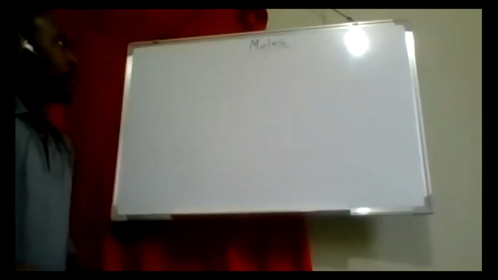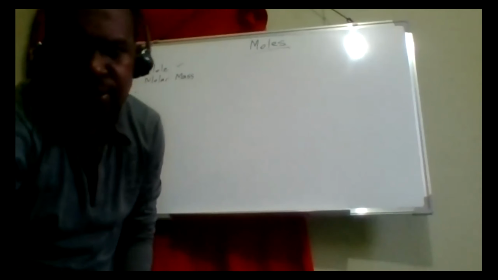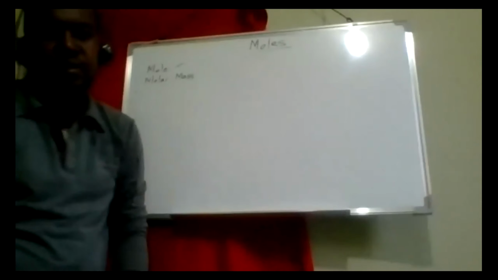Next is the molar mass. How do we define molar mass? The mass of 1 mole of a substance. Great. So molar mass is the mass of 1 mole of a substance. So those are the two terms that we're going to focus on for today's class.